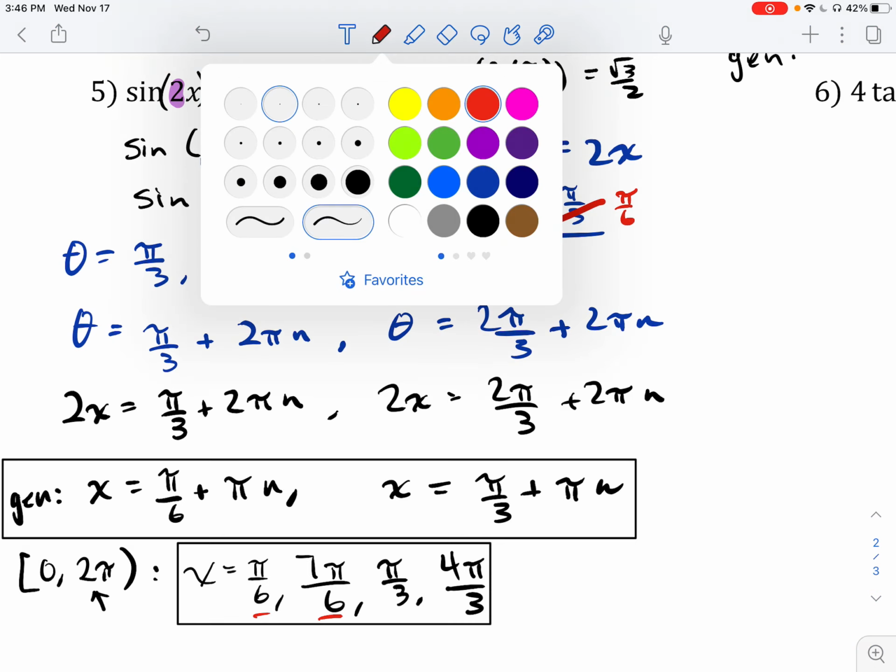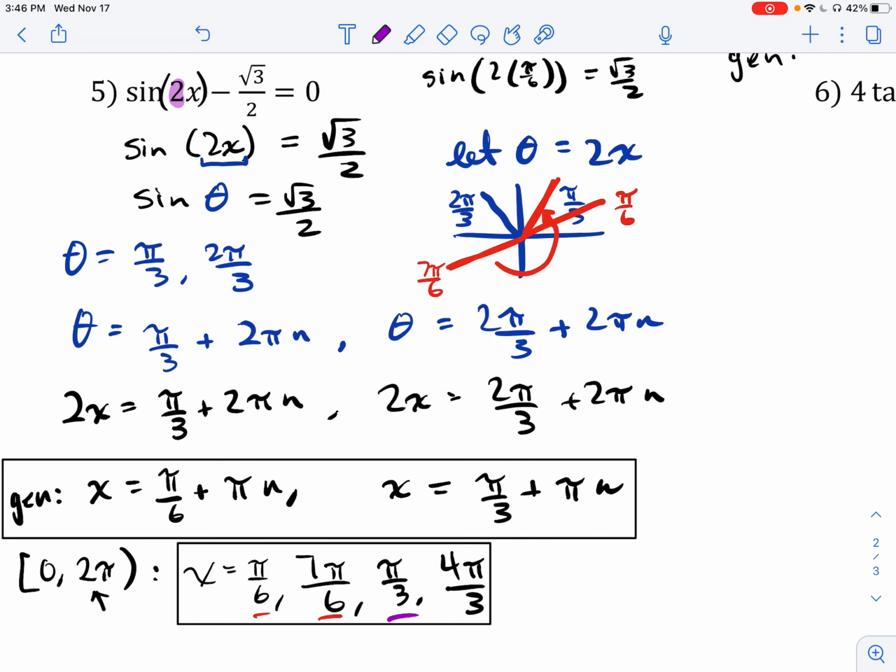Well, what about something like pi over 3? Pi over 3 is right over here, so I'm definitely in the correct spot. When I multiply pi over 3 by 2, I get 2 pi over 3, which places me over here. And when 2 pi over 3 is multiplied by 2, I get 4 pi over 3, which places me in the same spot as well. So those are the angles effectively that I'm looking for to satisfy my equation, which would actually be down right over here.